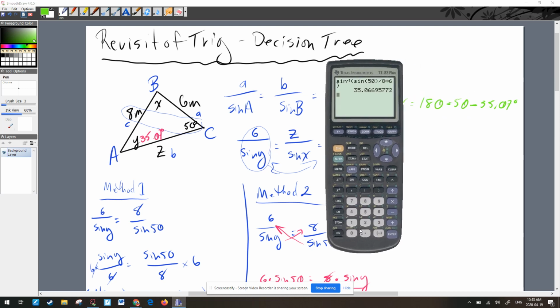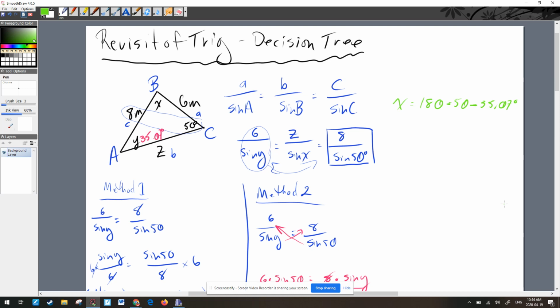So we're going to do 180 minus 50 minus 35.07. We're going to punch that in. We're going to get 94.93 degrees. So go back up here and say, all right, x is equal to 94.93 degrees. And why that's useful is, well, we know it can actually go in right there.